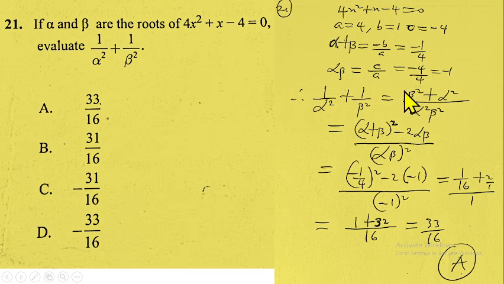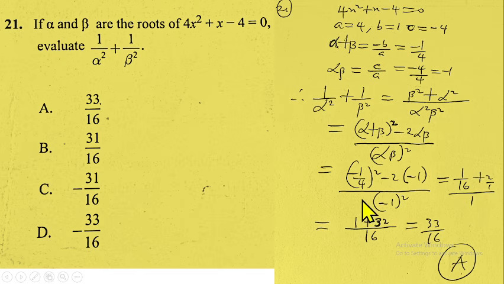Now everything we got here is in the form of alpha plus beta and alpha beta. Then we can substitute our answer into it. So alpha plus beta is minus 1 over 4, then you have squared, minus 2 into alpha beta, which is minus 1, then over alpha beta squared, which is minus 1 squared.